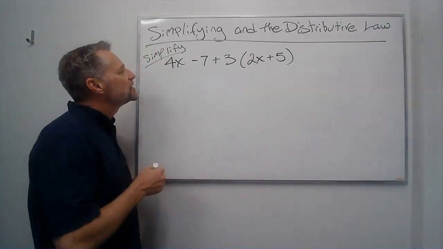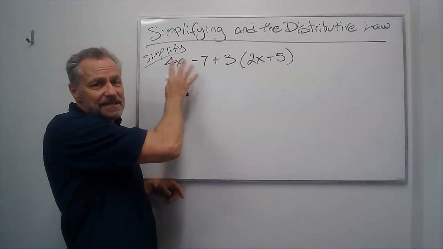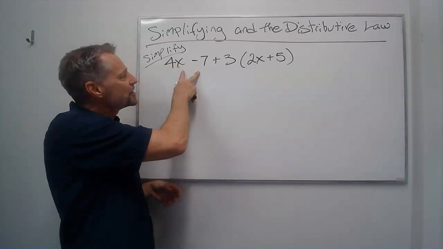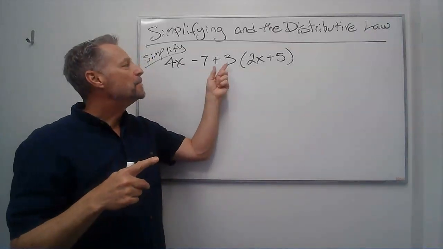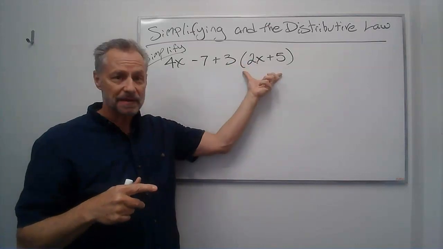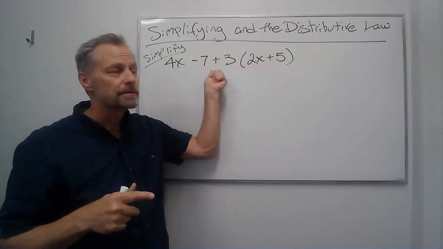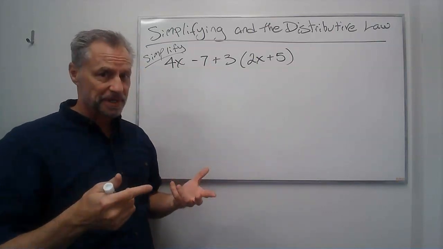First off, we look at 4x minus 7. Those aren't like terms. This has an x, that doesn't. We can't combine those together. The negative 7 and the 3 we can, but order of operations says I have to do multiplication, 3 times this parentheses, before I do addition. So my first step is going to be multiplication.